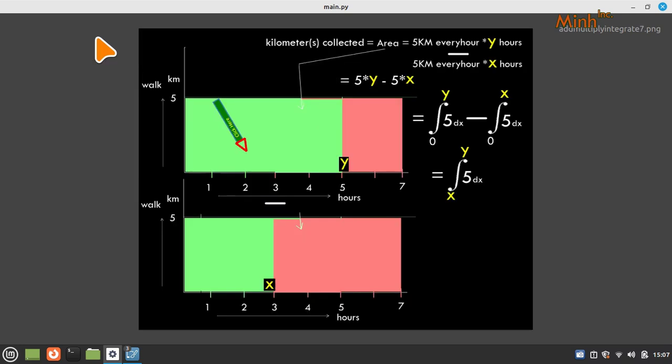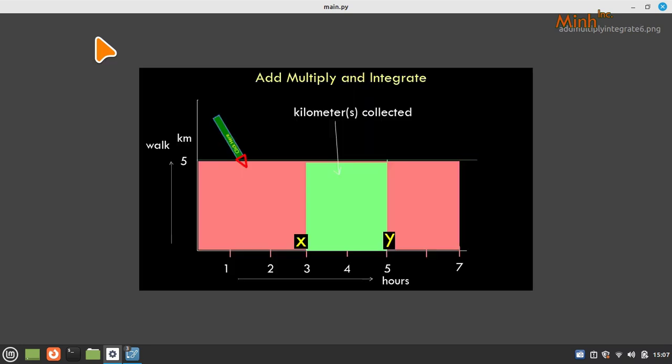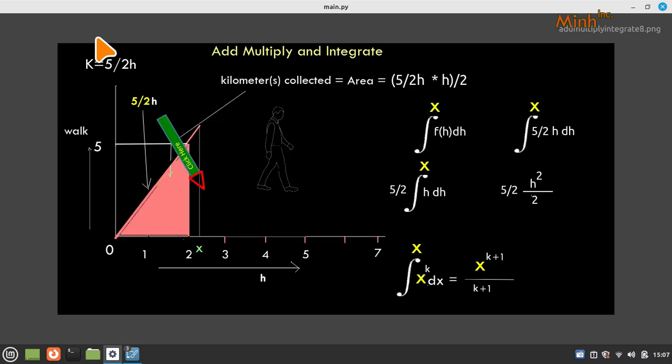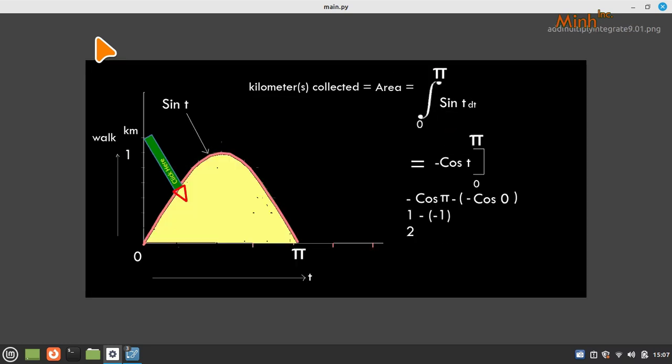If he travels at a constant speed, then it is just the area of a rectangle. If he travels this way, then it is the area of a triangle. And if he travels in a sine wave, then it is the area of the sine wave. That is nothing but integration, and then we have to subtract the upper limit and lower limit.